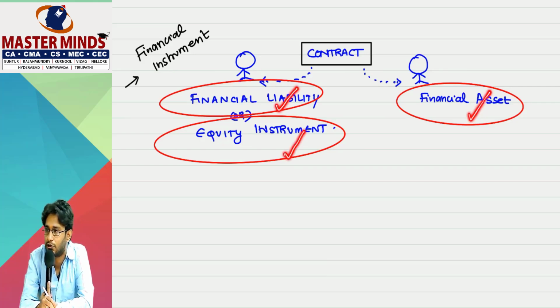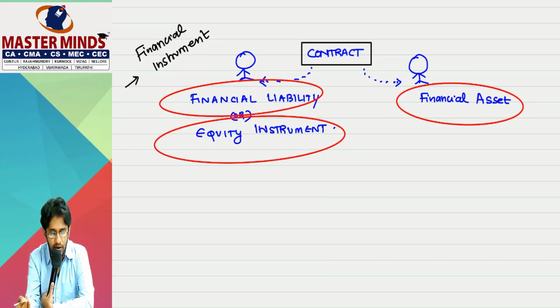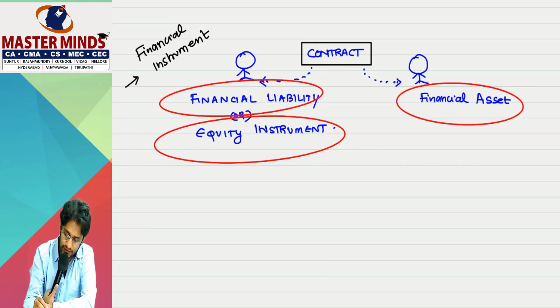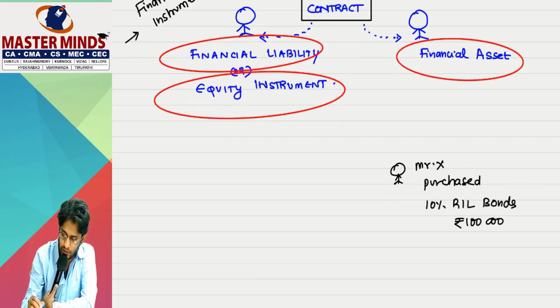So you should put more efforts on understanding what is an asset, what is a financial liability and what is an equity instrument. Now, even before we go into the discussion definitions of financial asset, financial liability and equity, just quickly based on our existing understanding, imagine, sir, this fellow Mr. X, he purchased 10% Reliance Industries Limited bonds at rupees 1 lakh, which are redeemable at 5 years.